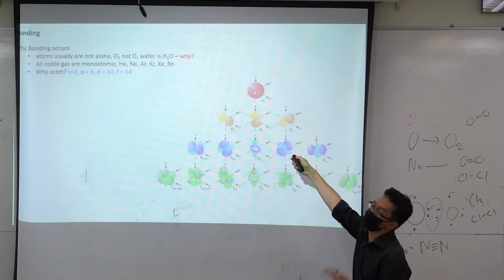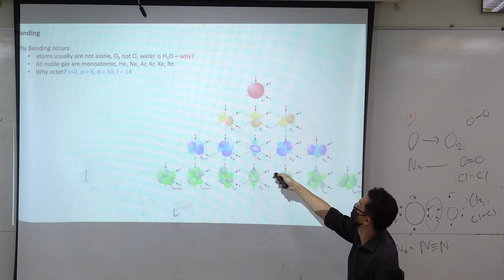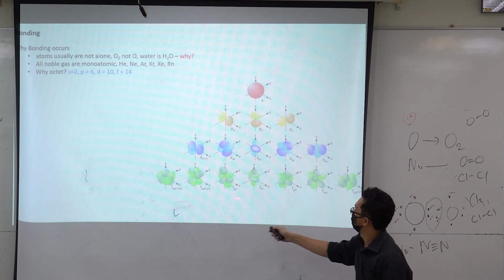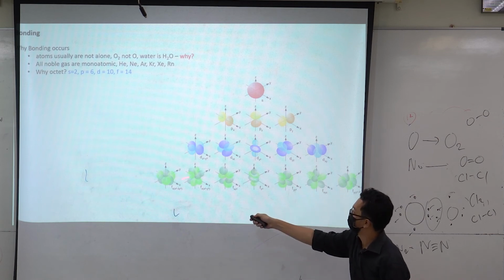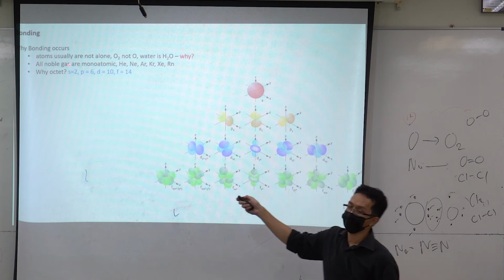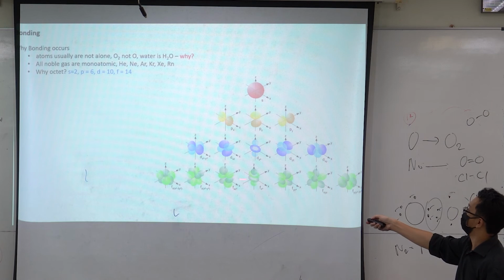So the S orbital can fit 2 electrons. The P orbital can fit 6 electrons maximum, because 2, 2, 2. The D, 10. The F, 14, because you have 2, 2, 2, 2, 2, 2, 2. So 14. The question here, why octet? Why 8? Because you see here, some can fill up to 14.